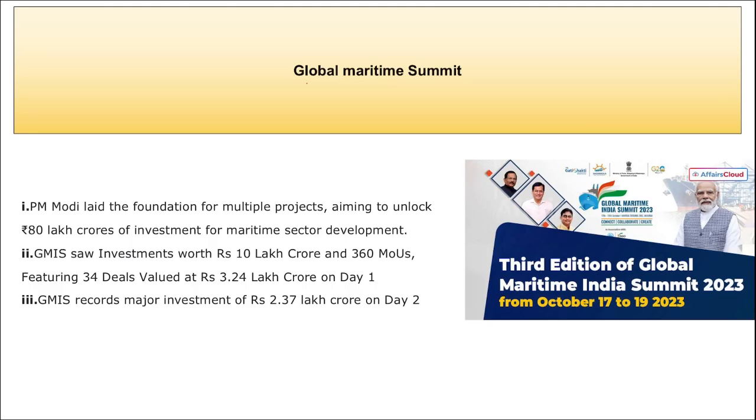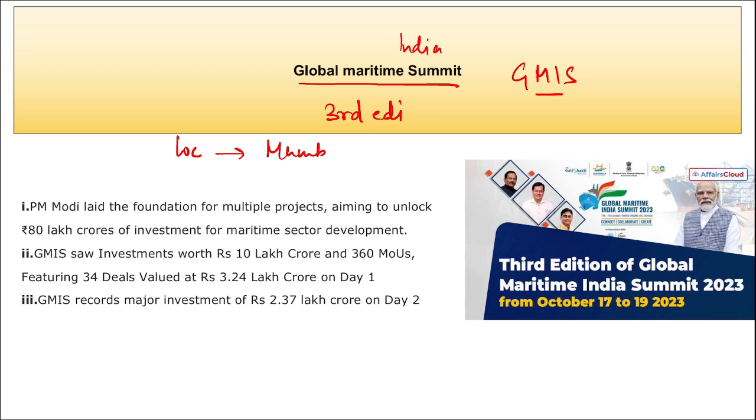Let's start. First, we are talking about the Global Maritime Summit, right? This is the Global Maritime India Summit. Mark here India also, because the short form becomes GMIS. Then remember, this is the third edition of the Global Maritime India Summit, correct? Now the question asked here is, where was this held? The location you need to remember is Mumbai, in the state of Maharashtra.